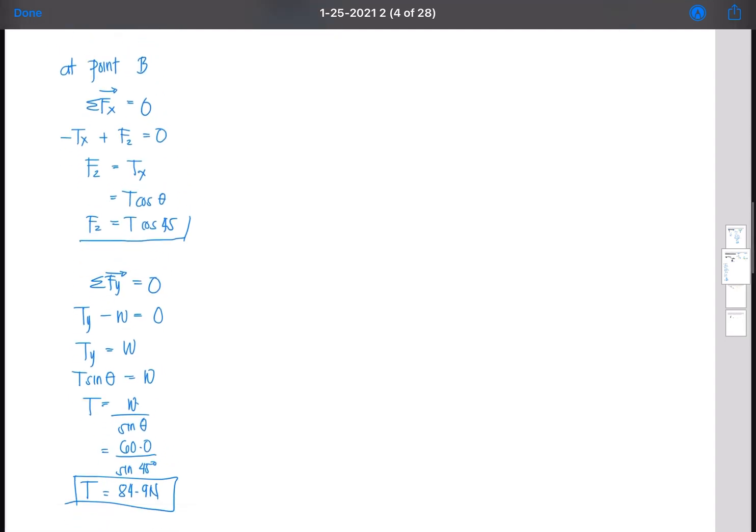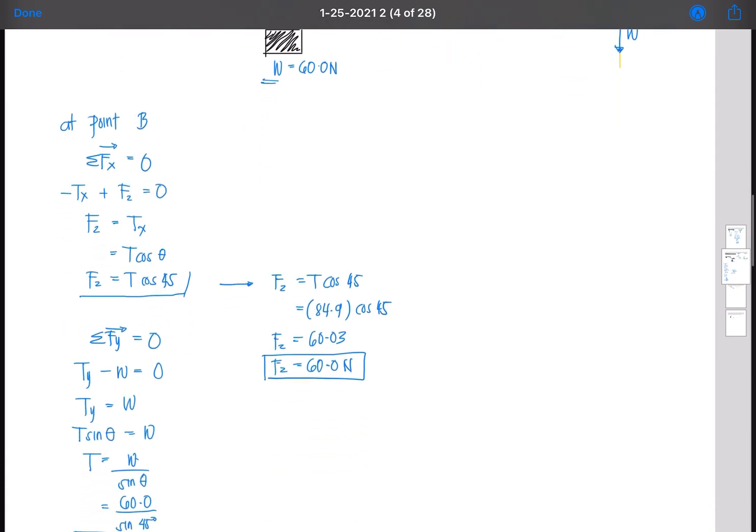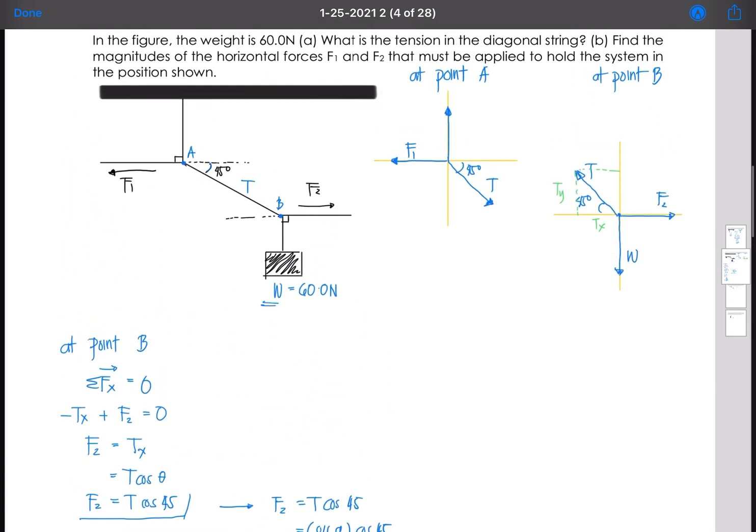From that, we can now continue this formula. Solving for F2, that is T cosine 45. Since the angle is the same, we have 84.9 times cosine 45. We will get the value for F2, which is 60.03, or F2 is equal to 60.0 newtons. Basically, it is equal to the weight.